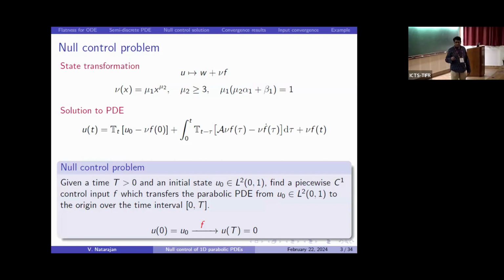And when you do that, you can write down the usual convolution formula for the solution, and that's the formula written here. This formula is valid whenever F is C1 or piecewise C1. So you can take a derivative of F and you have this formula for the solution to the PDE.